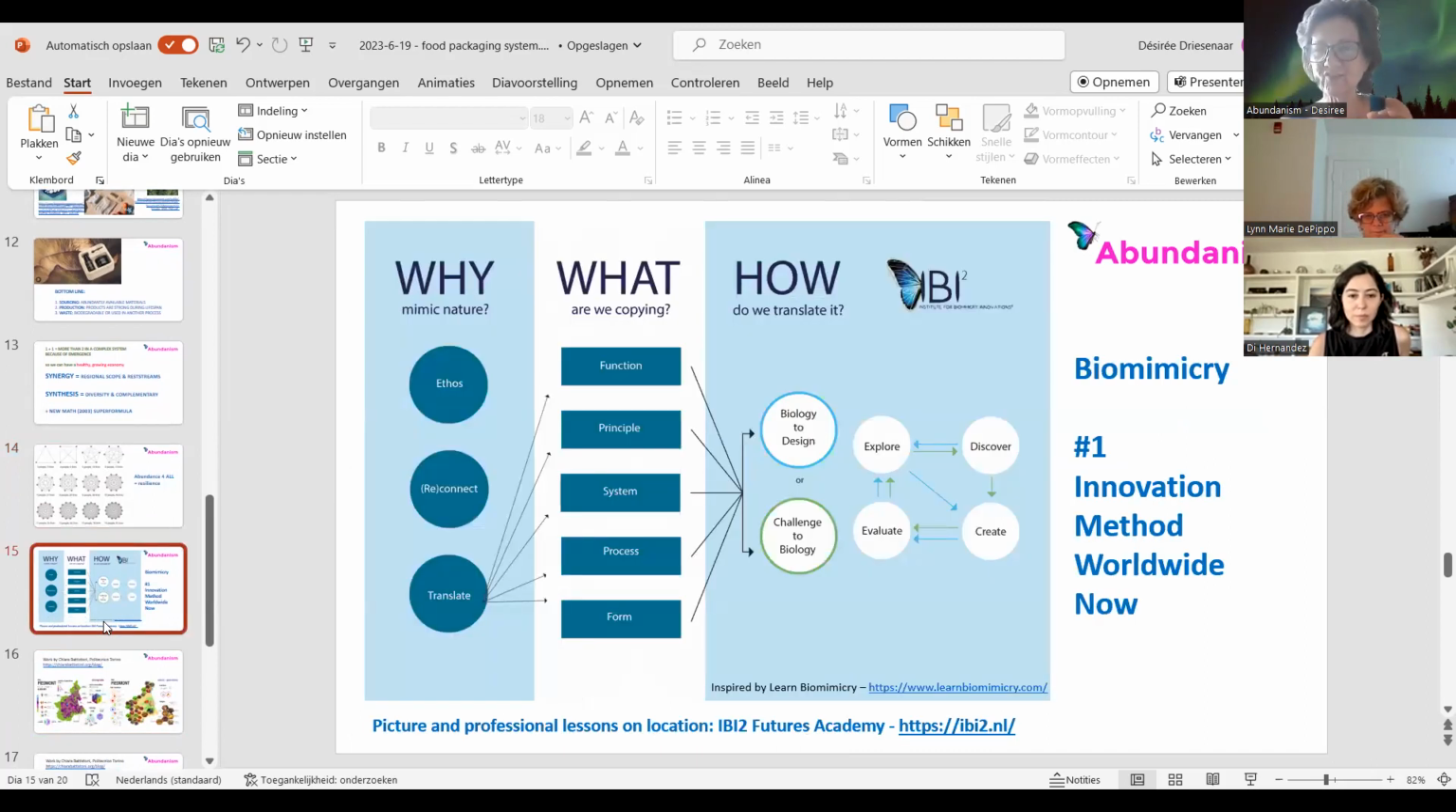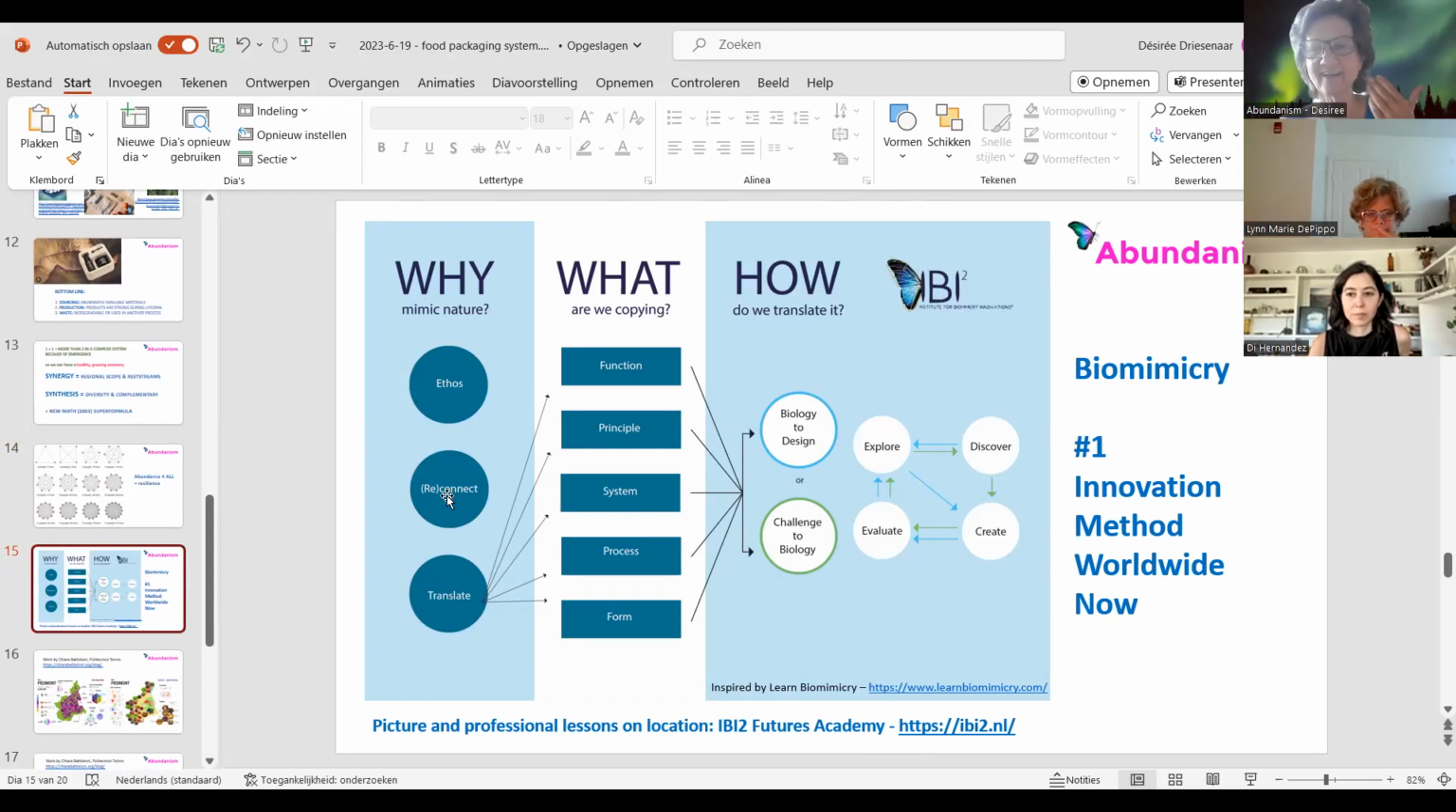But you can see the slides later. This is the biomimicry methodology. It always works first with ethos. Ethical, it should be ethical. We should work with reconnect because we need to reconnect to nature to understand it.